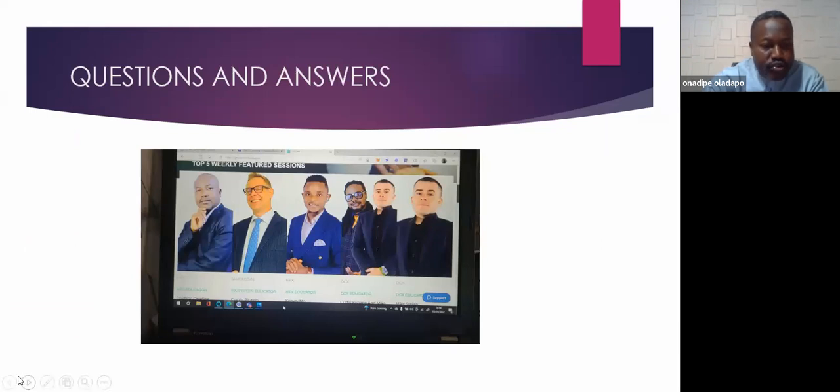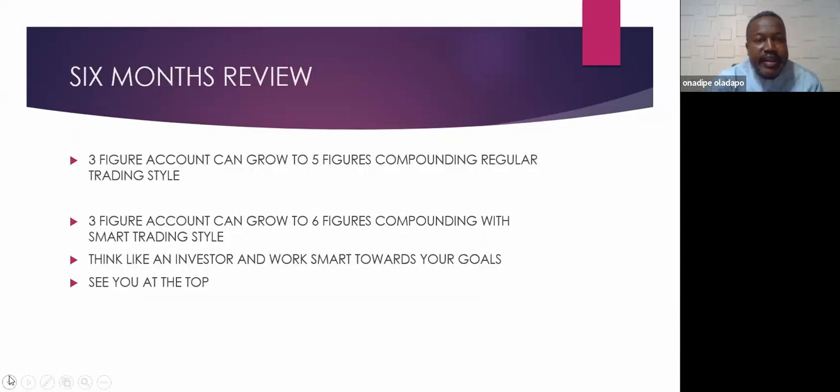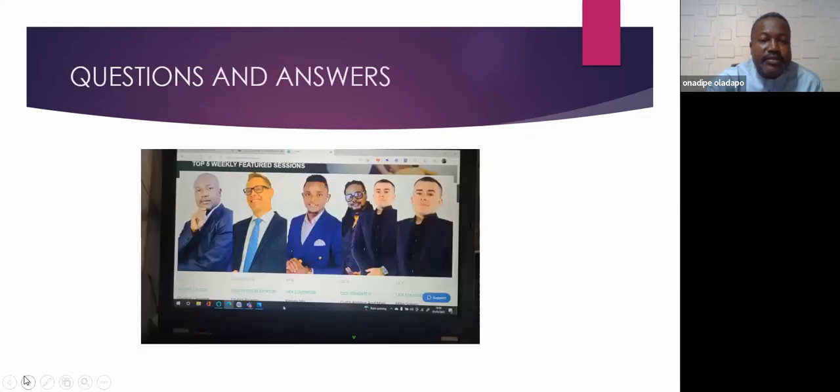From what I've been able to show you, you can see that your 3-figure account can grow to 5 figures compounding with a regular trading style. However, with the smart trading style, your 3-figure account can go to 6 figures. So I recommend that you think like an investor and work smart towards your goal. Don't just work hard, work smart.